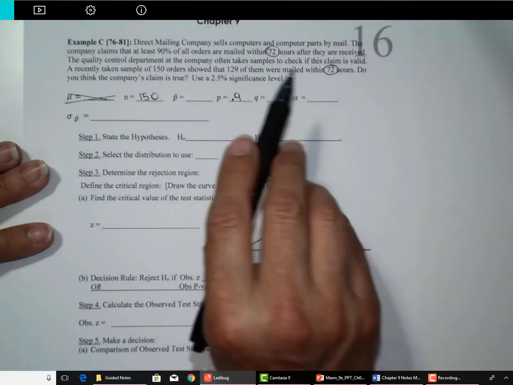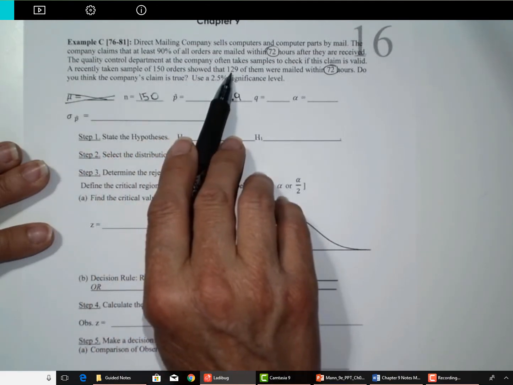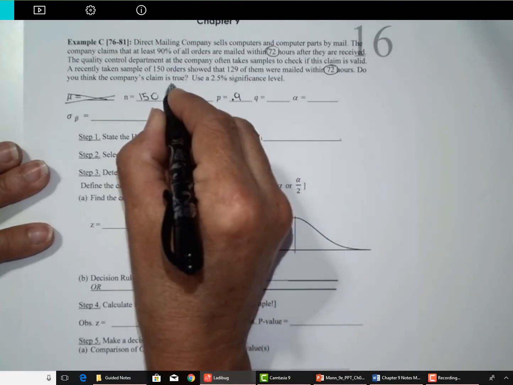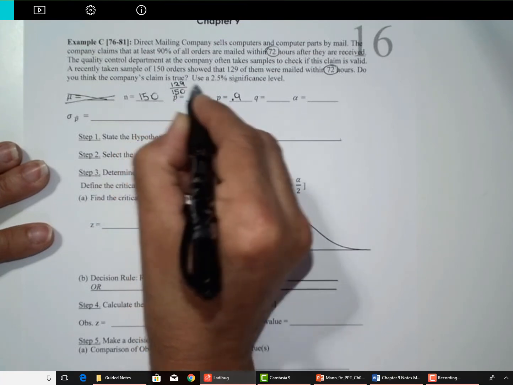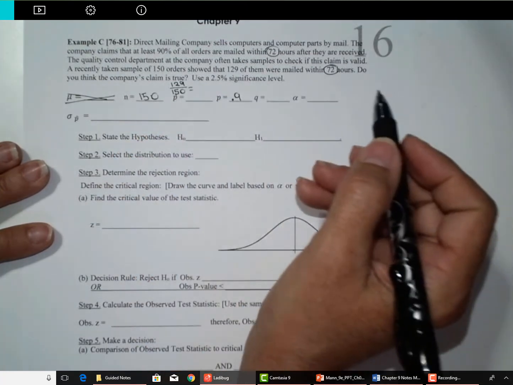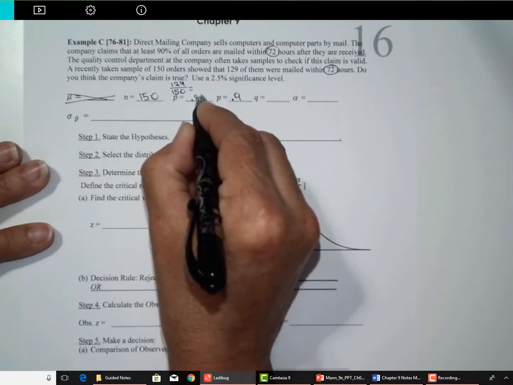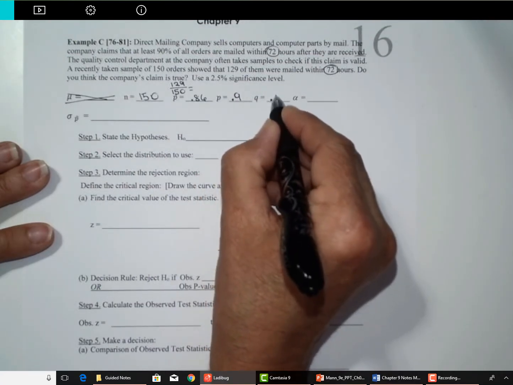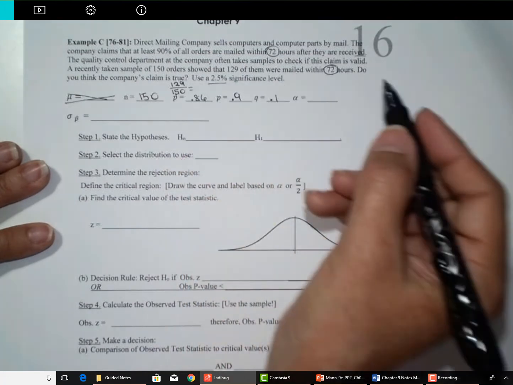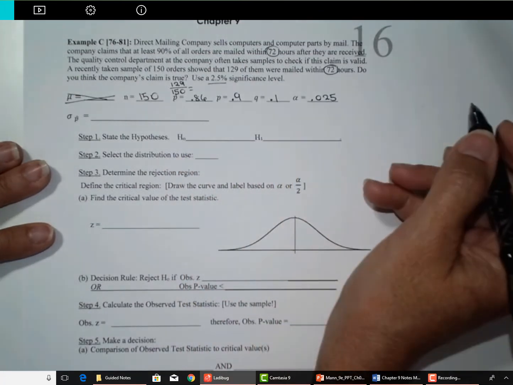So what is my sample proportion? Well, I took a sample of 150 and 129 of them were mailed within 72 hours. Here's how I do my math. I say 129 out of 150 were mailed on time. So that's going to be p hat for me. I say 129 divided by 150, I get 0.86. Now go ahead and figure out what q is. It's 1 minus p, so it's going to be 0.1. And my significance level of 2.5 is 0.025 as a decimal.